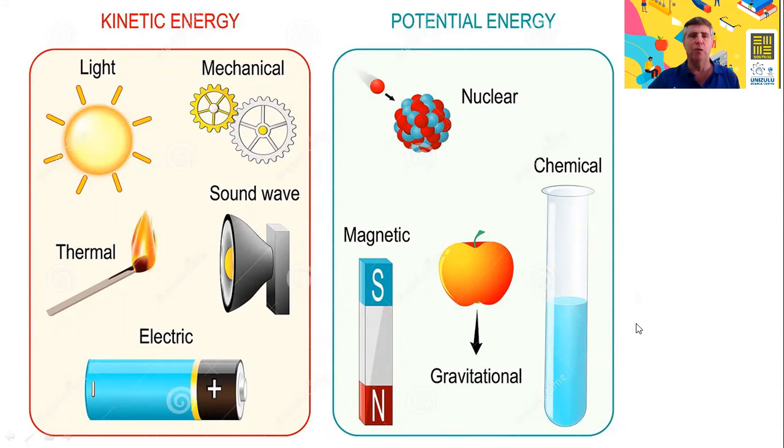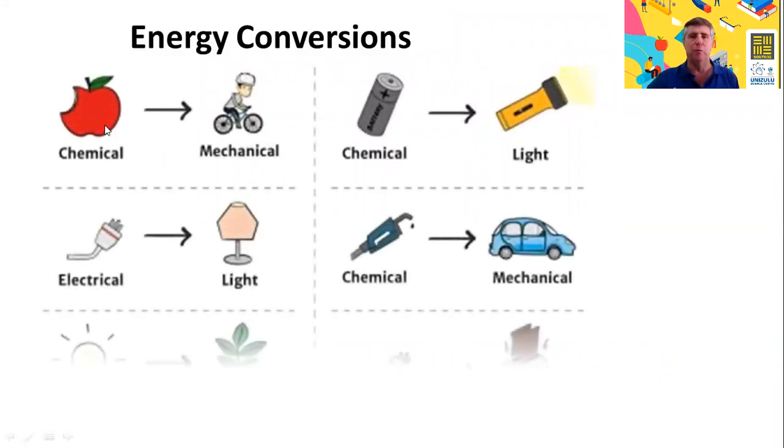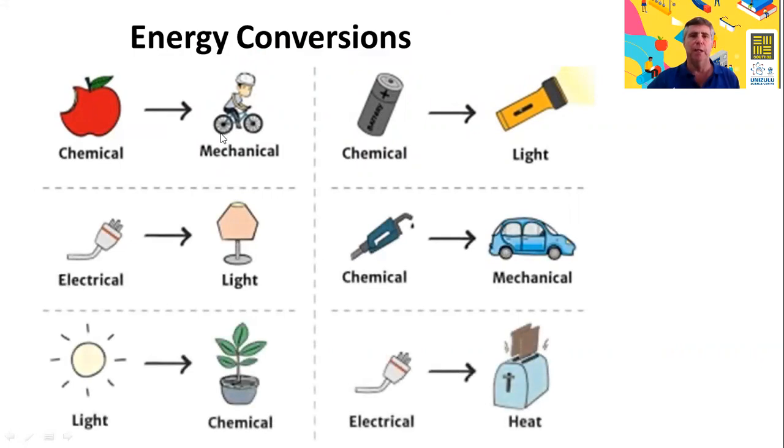Now, all the machines we have which make the world work simply convert energy from one form to another. So when you ride a bicycle, you're converting the chemical energy from your food into mechanical energy. A torch converts chemical energy from the battery through electrical energy into light energy. In a car, chemical energy in the petrol is converted into mechanical energy. A light converts electrical energy into light energy.